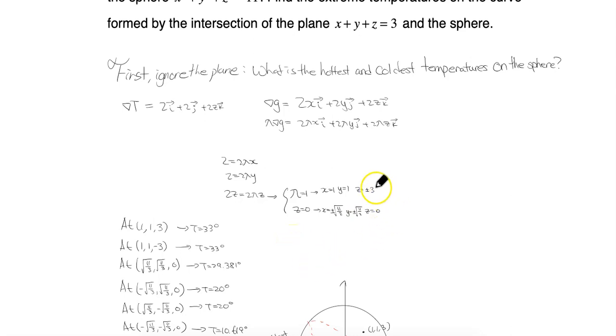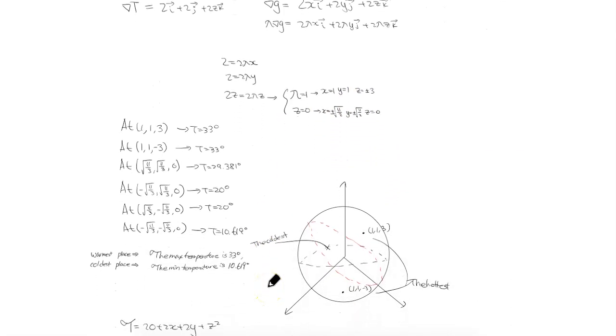So it gives us 2 points here with the plus or minus 3, and then 4 points here with all the combinations of plus and minuses. So on the sphere, there are 6 points that are candidates for being the hottest and the coldest. So what we do is we just plug each of these points in the T function, and we get 33, 33, 29, 20, 20, 10 degrees.